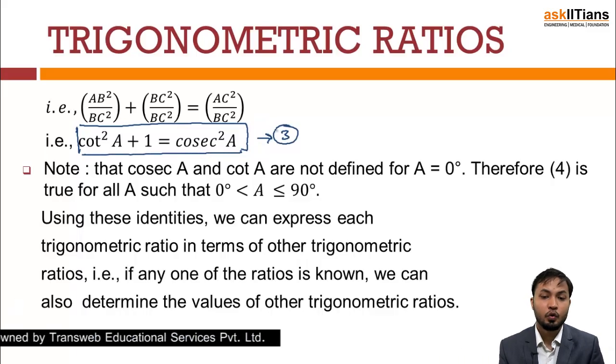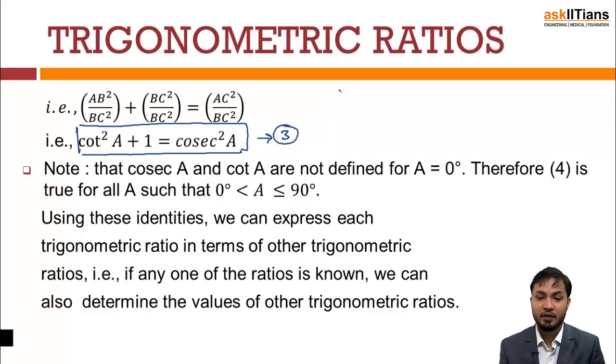So remember all the three identities that we have just seen. Sine square A plus cos square A equals 1, 1 plus tan square A equals sec square A, and 1 plus cot square A equals cosec square A. These are the three important identities based on which you will be asked different questions. Now we need to note that sec, cosec A, cot A are again not defined at A equal to 0. Therefore, it is true for all the cases over here.